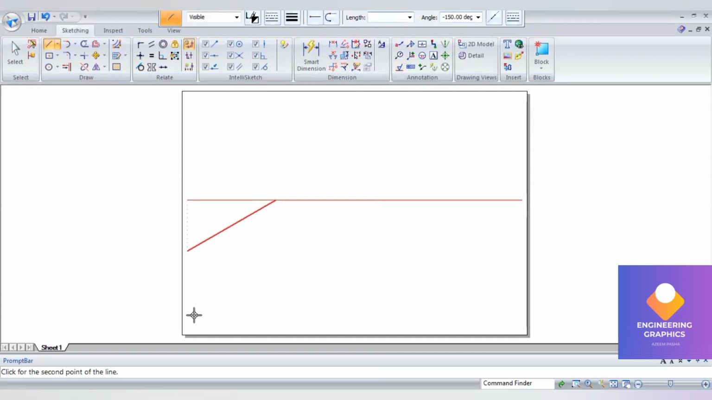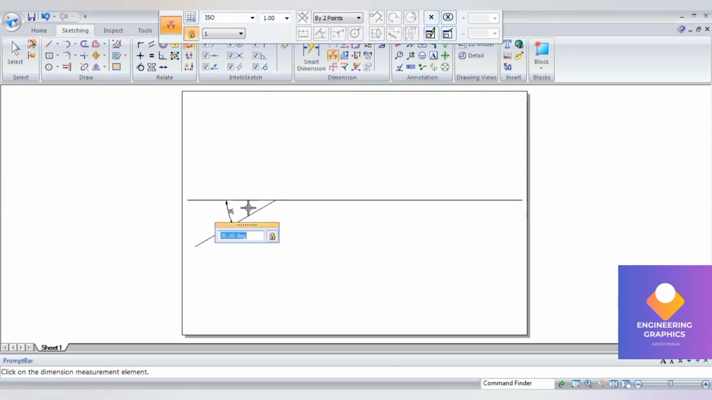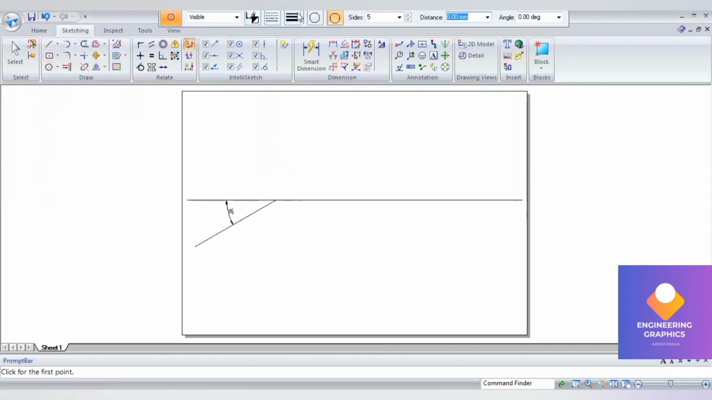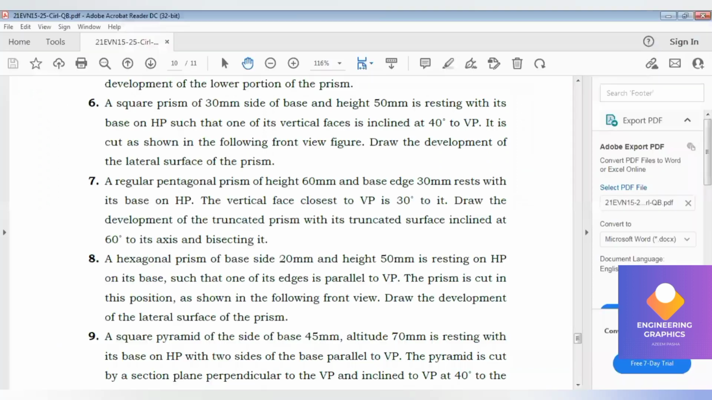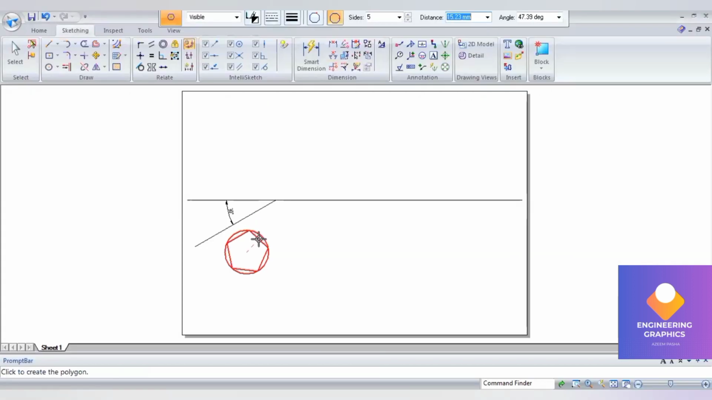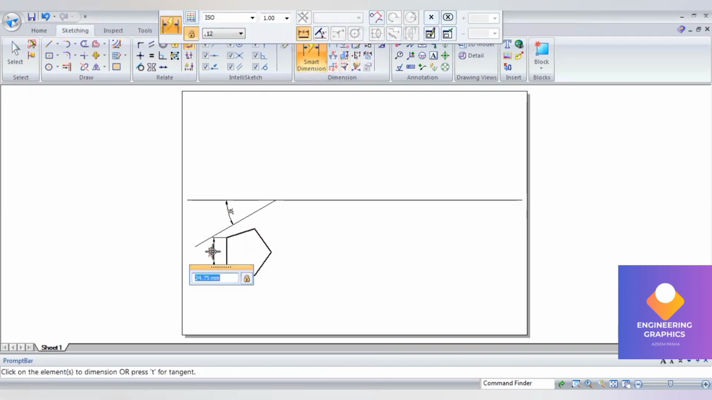So we can give the angle here. We are drawing below the XY line, which means we give the angle as minus 150, so you can get 30 degrees. Now go to polygon, center, select the number of sides as 5. Okay, place it with the edge. You can see that in the question they have clearly mentioned we have to make one of the edges rest on that 30 degree angle line. Okay, you can change it to 30.